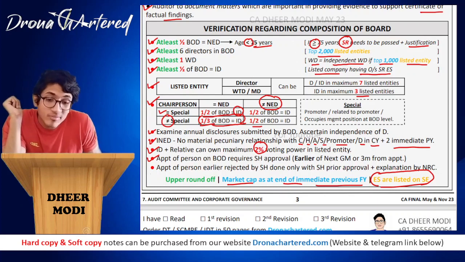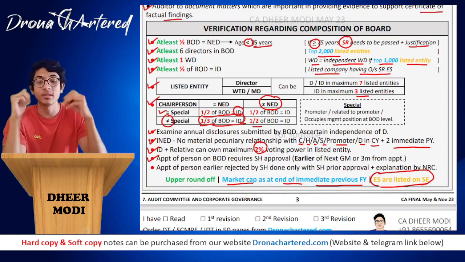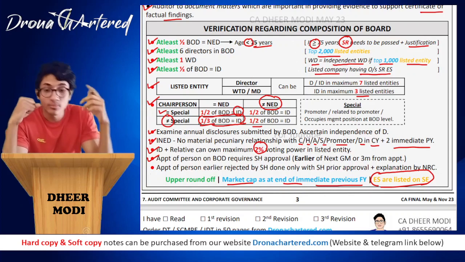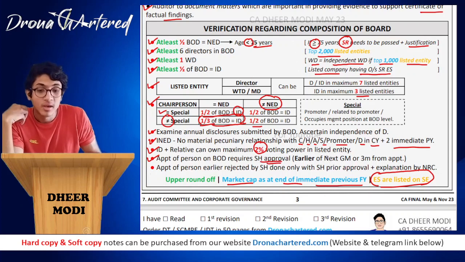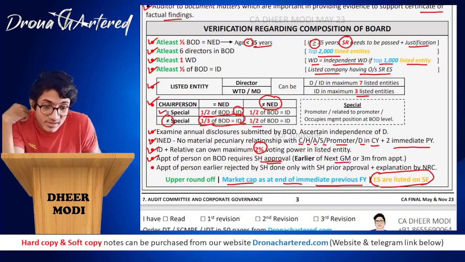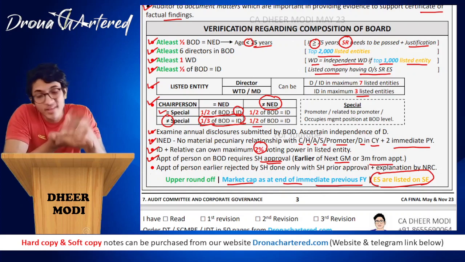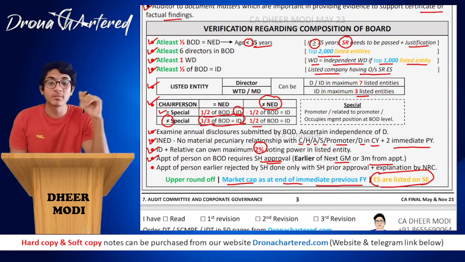Next is appointment of person on board of directors requires shareholder approval. That means if any person is being appointed on the board of directors, you will definitely require shareholder approval, which is earlier of next general meeting or 3 months from appointment, whichever is earlier. So whenever the next general meeting is happening, or 3 months from the date you have appointed this person, whichever is earlier.